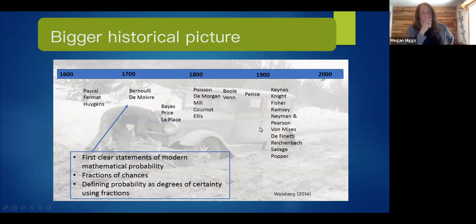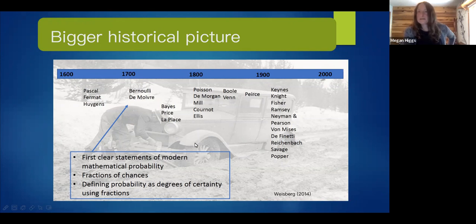book, but after Pascal, from the 1700s, from Bernoulli and de Moivre, we have some of the first clear statements of modern mathematical probability. We actually have fractions of chances that are developed a little bit further, and defining probability as degrees of certainty using those fractions. So that's kind of when that first comes about.